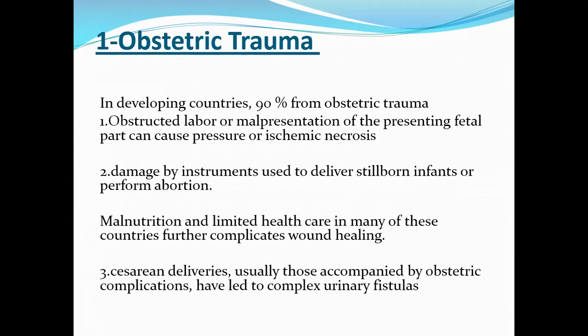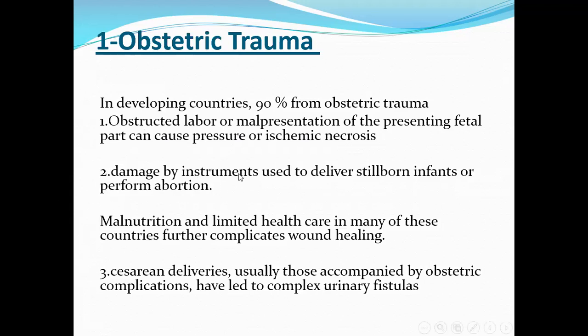The causes could be either obstructed labor or malpresentation. For example, the patient is fully dilated for 3 or 4 hours. This head or presenting part will press on the vagina and the bladder for a long time. This will result in necrosis of the tissue, and then later on there will be sloughing, typically after a few days. She presents 3 to 4 or 5 days after this obstructed labor. When there is a sloughing of this necrotic tissue, there will be fistula.